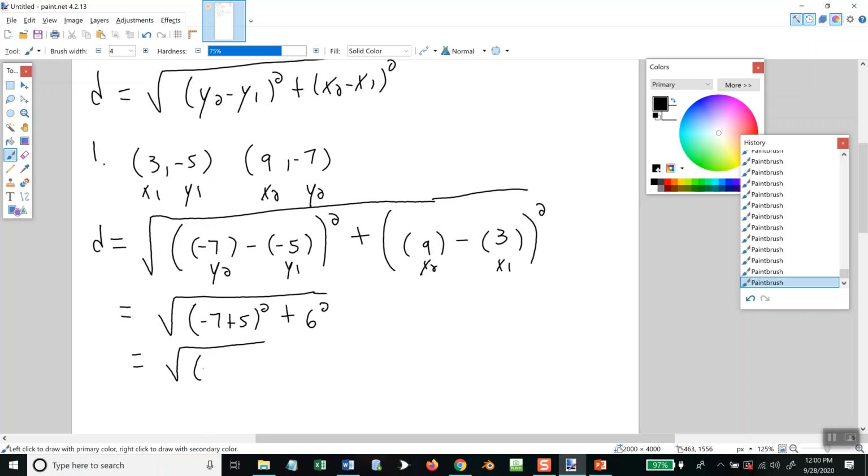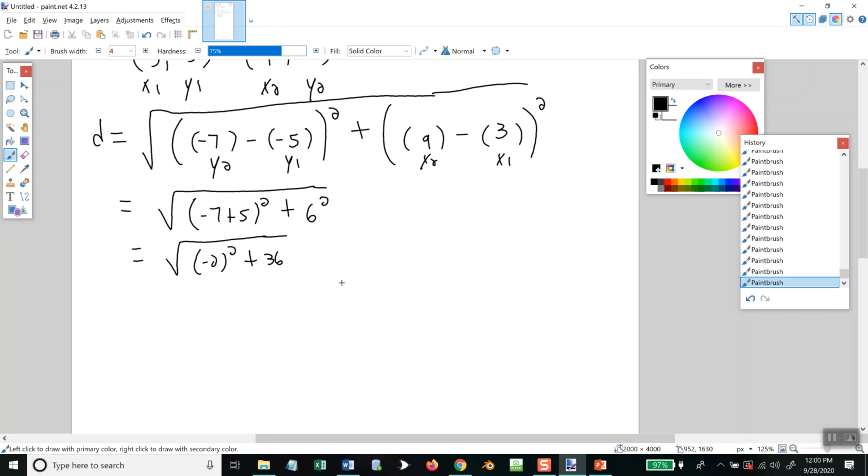Negative 7 plus 5 is negative 2, squared. 6 squared is 36. Negative 2 squared is 4, plus 36 gives us the square root of 40. Now, I'm not going to actually type this in a calculator. You can if you need to practice pushing your square root button. But I'm going to show how to simplify it.